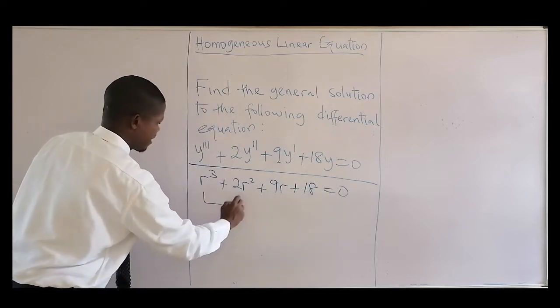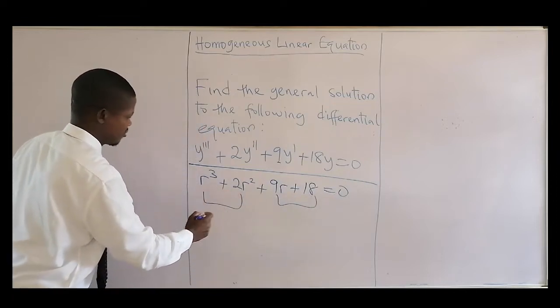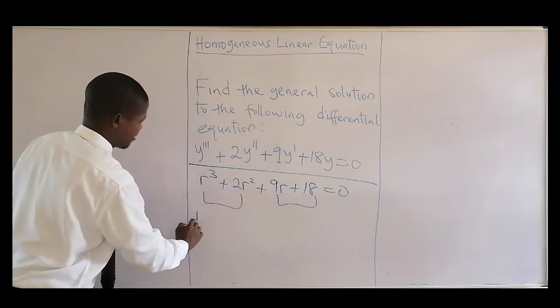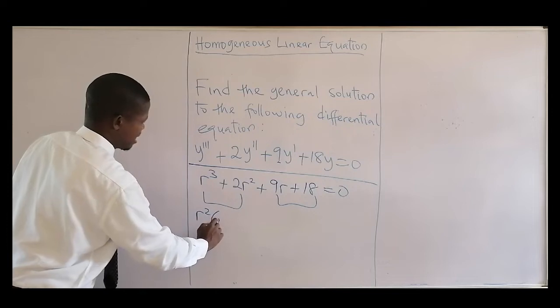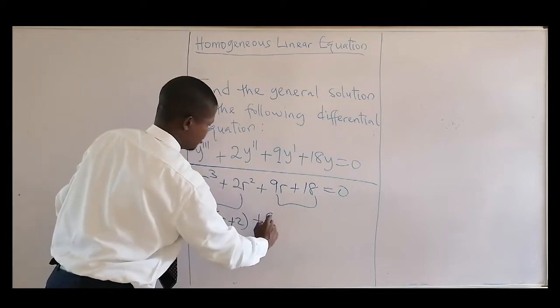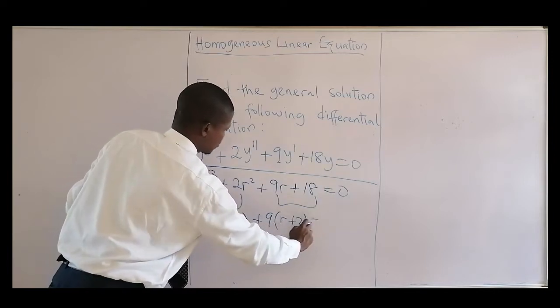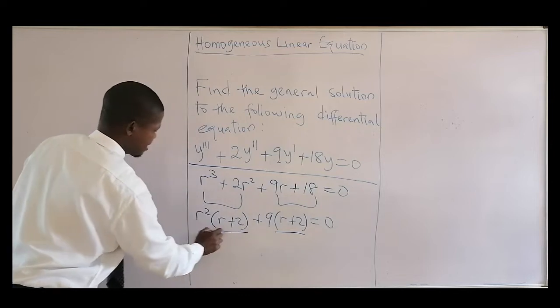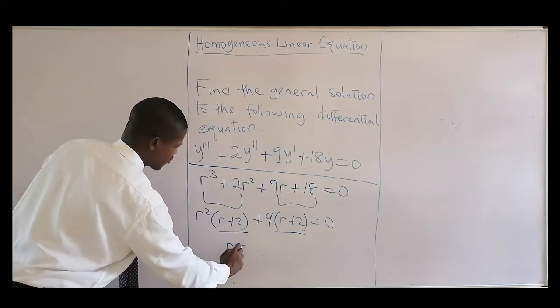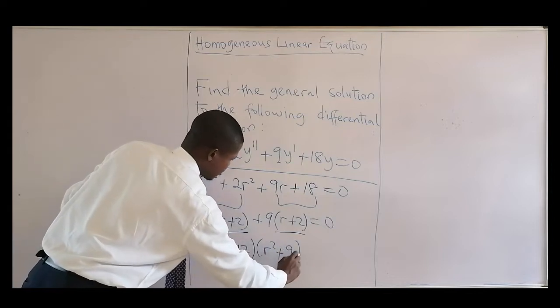Then you can begin to pair these two, since there are four terms. Here, r squared is common, so we can have r squared times r plus 2. Here, 9 is common, take 9 out, that will be r plus 2 also. So let's factorize, and you can see these are the same. So you're having r plus 2 into bracket r squared plus 9 equal to 0.